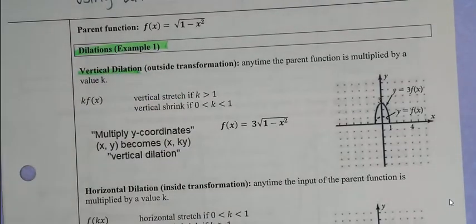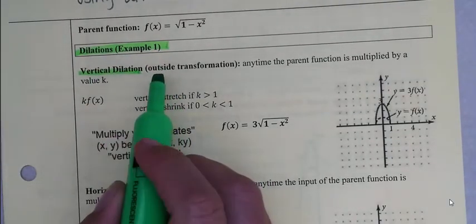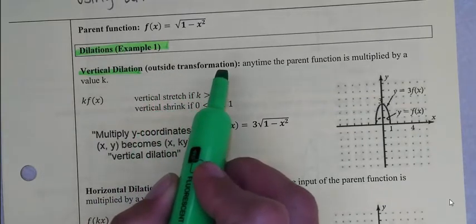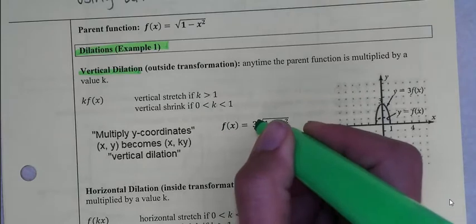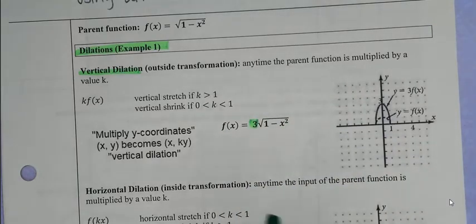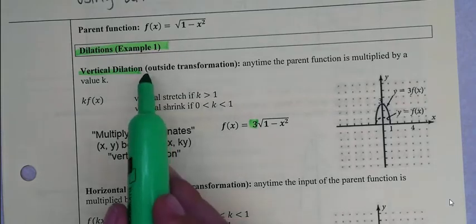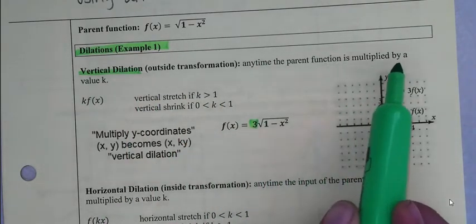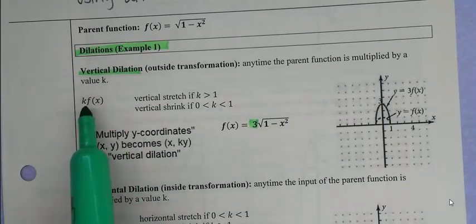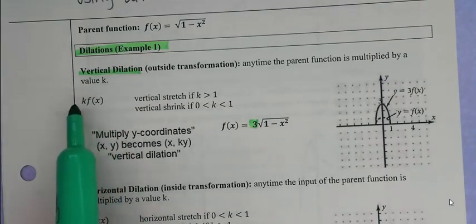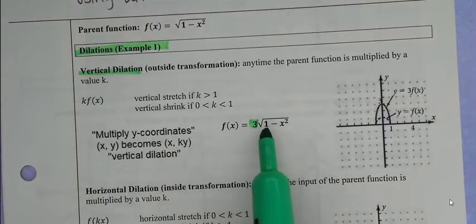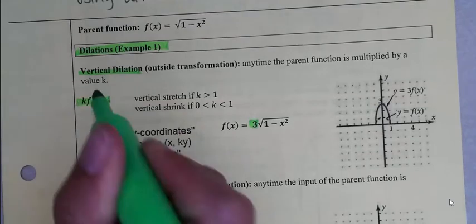There's a vertical dilation, which in this textbook they're calling an outside transformation. The reason it's an outside transformation is because it's being multiplied to the function. So here, our vertical dilation, we're being dilated by a factor of 3. All this is saying is that anytime the parent function f of x is multiplied by a value k, like here, our parent function is the square root of 1 minus x squared and we're multiplying that, our k here is 3.